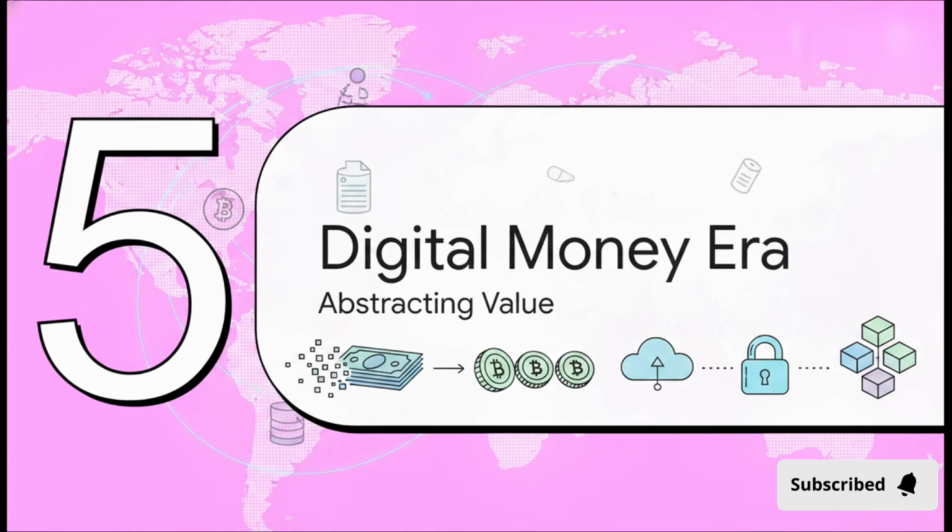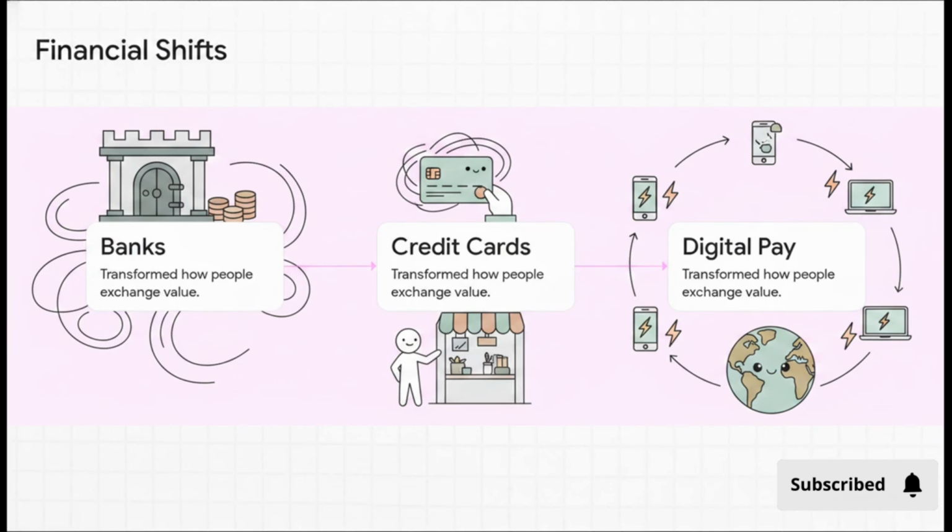Section 5, the digital money era, abstracting value. Over time, money didn't stop evolving with paper, of course. It moved completely away from physical objects altogether. Just look at this sequence of modern financial transformations. First, banks centralized and secured our wealth. Then, credit cards came along and allowed us to spend money without physically holding it at all. And finally, digital payments completely transformed how humans exchange value, making transactions almost instantaneous anywhere across the globe.